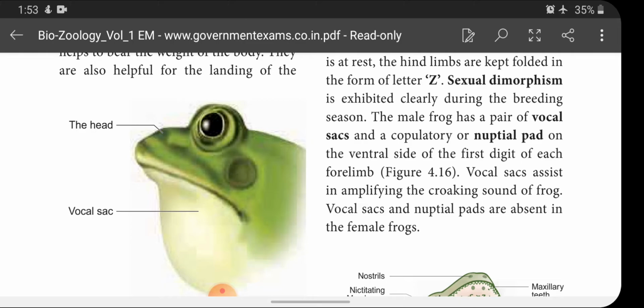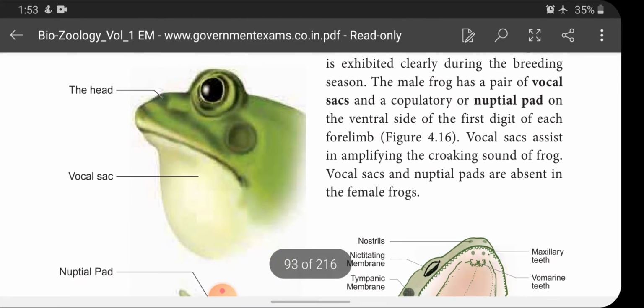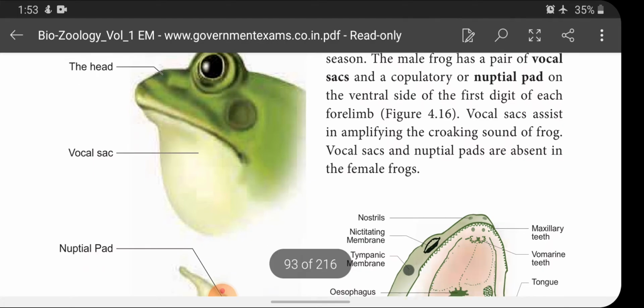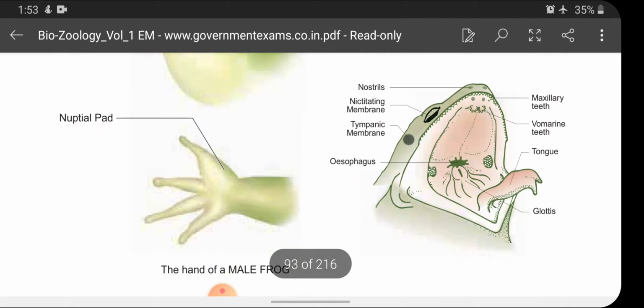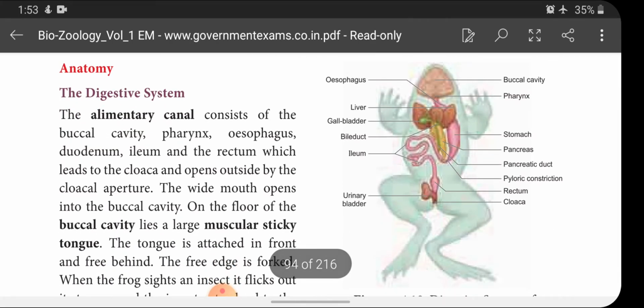The male frog has a pair of vocal sacs and a copulatory or nuptial pad on the ventral side of the first digit of each forelimb. The vocal sacs assist in amplifying the croaking sound of the frog. Vocal sacs and nuptial pads are absent in the female frog. That is the sexual dimorphism we could observe in the male and female frog.